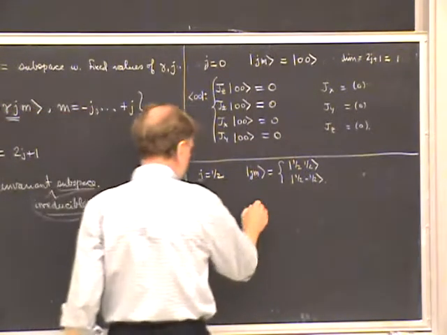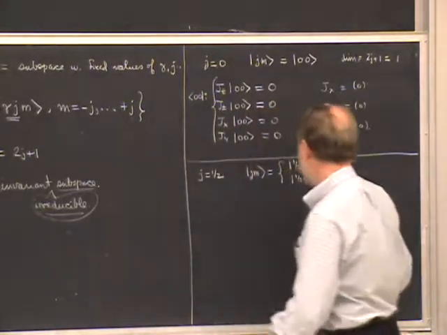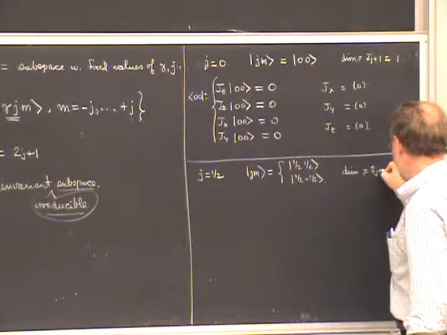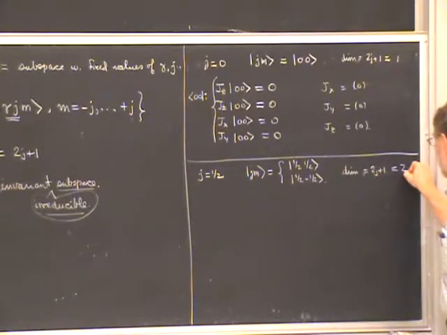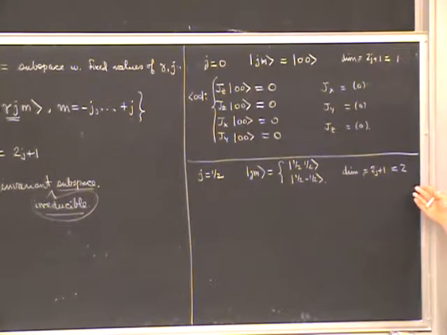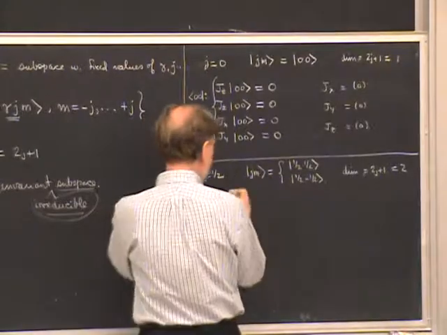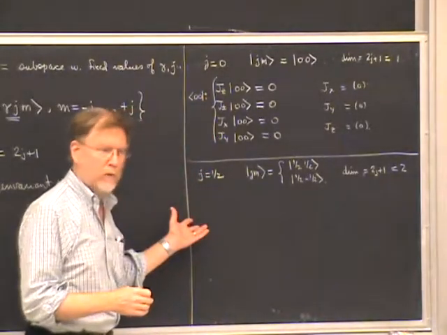So right away you can write, first of all, the dimension of the space is equal to 2, as you can see. The dimension is 2j plus 1. So if j is a half, the dimension is 2. So we're dealing with the case we dealt with before, spin 1/2 systems, that is, a two-dimensional Hilbert space. And so the matrices that represent the operators are going to be 2 by 2 matrices.